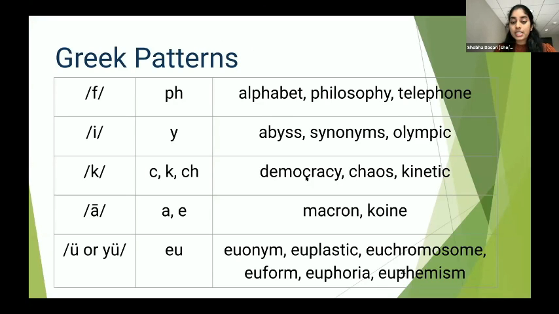So for democracy, the K sound is spelled with a C, and that's because kratos basically means government in Greek. Knowing the root helps you know which one of these it is most likely to be. With chaos, it's spelled with a CH, which is one of the more common spellings for the K sound in Greek. And then for kinetic, it's spelled with a K, because the KINE basically means energy or movement in Greek. Knowing that root helps you know which one of those three options you have for that K sound.